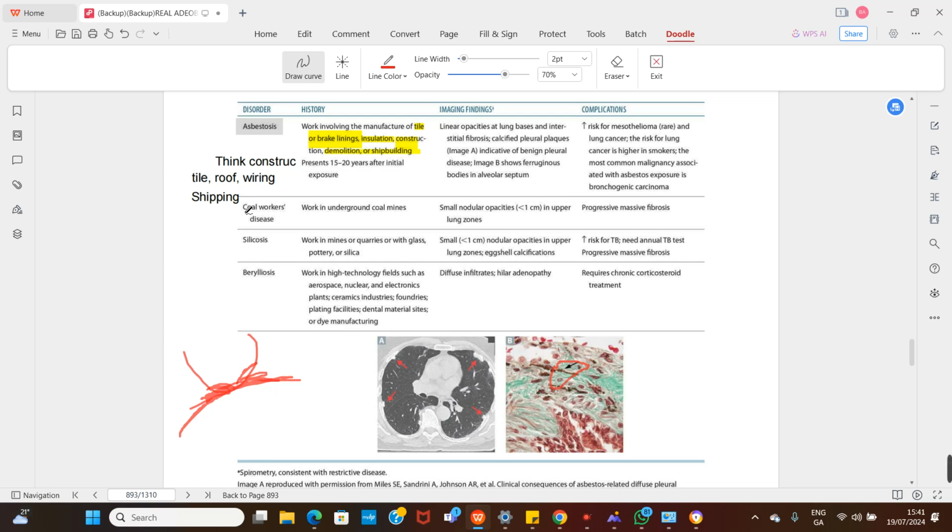They have small nodular opacities in the upper lung zones with eggshell calcification. That is what you are looking for. Once they tell you there's eggshell calcification, you think about silicosis, straight up, very basic stuff. And there's a very high risk for tuberculosis because silicosis inhibits the phagolysosomal activities. So your phagocyte cannot merge with your lysosome to destroy the engulfed tuberculous bacilli. So there's a high risk of tuberculosis in people with silicosis. So you have to do an annual TB test. That's where the question will come.